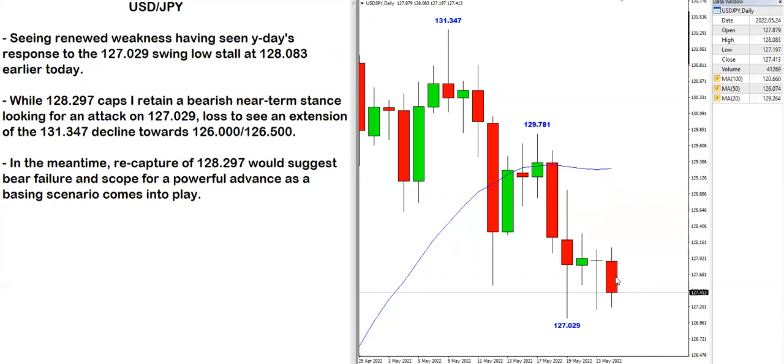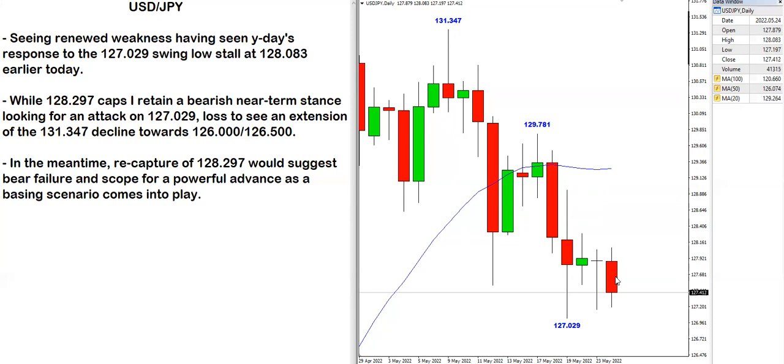So this to me looks like we've seen the corrective high at 128.083 this morning, and that we should be breaking through yesterday's low and seeing an attack on the swing low 127.029, below which we could see quite a fast move down into the 126s, 126 even, 126 and a half, where we've got a projection target, and also the 50-day moving average comes in just above 126.07.